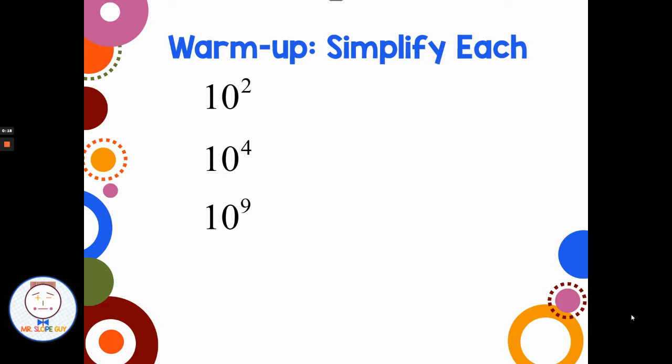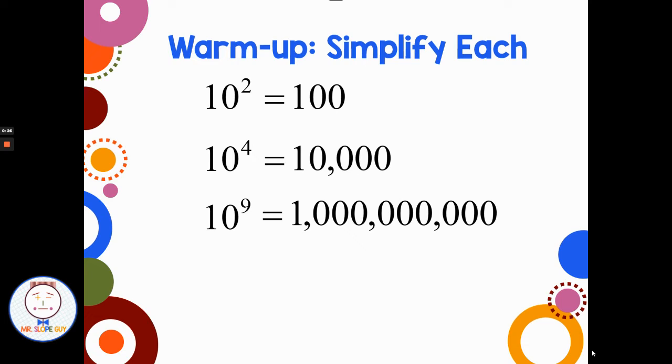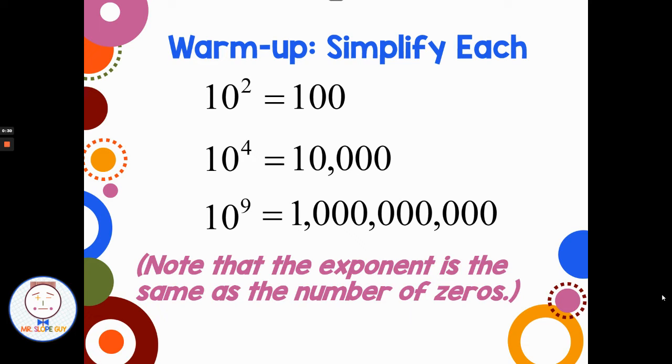All right, welcome back. So 10 squared would be 100. 10 to the fourth would be 10,000. And 10 to the ninth would be 1 billion. So note that the exponent is the same as the number of zeros. So 10 squared, we had 2 zeros. 10 to the fourth, we had 4 zeros. And 10 to the ninth, we had 9 zeros.